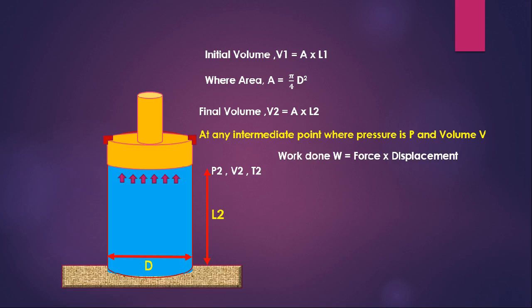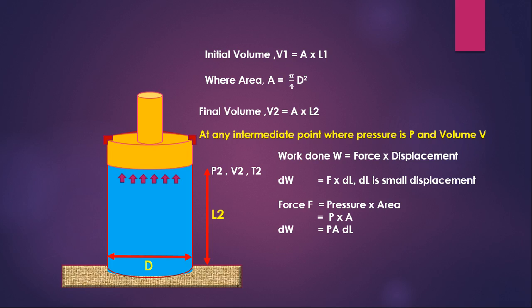At an intermediate point we can find the work done, but we know that work done is just force into displacement. The infinitely small work done dW is force into infinitely small displacement dl, where dl is a very small displacement during the piston motion. But we know that force we can write as pressure into area. At any intermediate point let the pressure be P. So force is P into A. So we can write dW, the infinitely small work done, as P into A into dl, where dl is the infinitely small displacement.